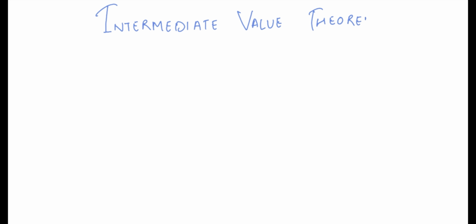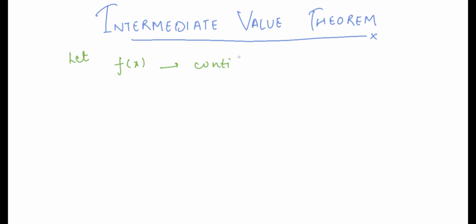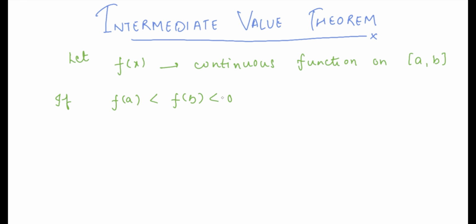So before searching for a root, we need to know whether a root actually exists or not. And that is precisely what the Intermediate Value Theorem tells us. Let f(x) be a continuous function on the closed interval a, b, and if f of a times f of b is less than 0, then there exists at least one number c in the closed interval a, b such that f of c becomes 0.